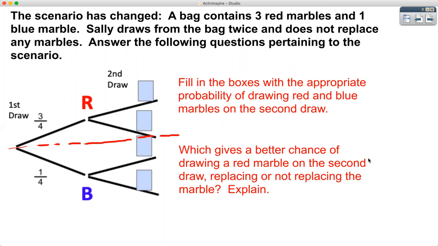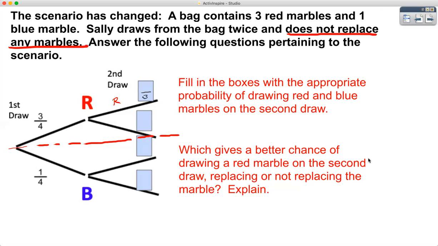After the first draw has happened, such that the first draw was a red, what is the probability of drawing another red? Well, let's keep the idea in mind that Sally does not replace any marbles now. So because she's not replacing any marbles, how many marbles remain in that bag? We started with 4. She took one out. She's not replacing it. So that means there's only 3 marbles left. So now I know that the denominator here has to be 3.